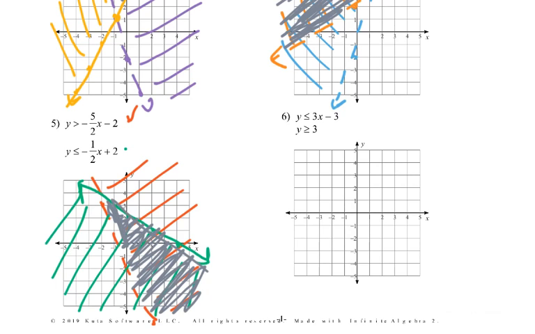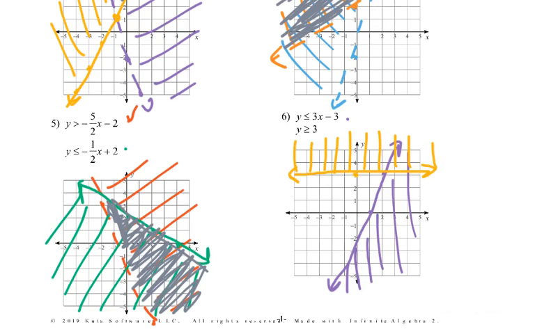Okay, number 6, 3x minus 3, so -3 right here, up 3, to the right 1. It's equal to, so solid line. Y is less than, so shade below on the y-axis. Then we have y is greater than 3. Well, y at 3 is right here, right? So it's going to be a horizontal line because it's equal to, and then y is bigger, so we shade above, so they overlap right here.